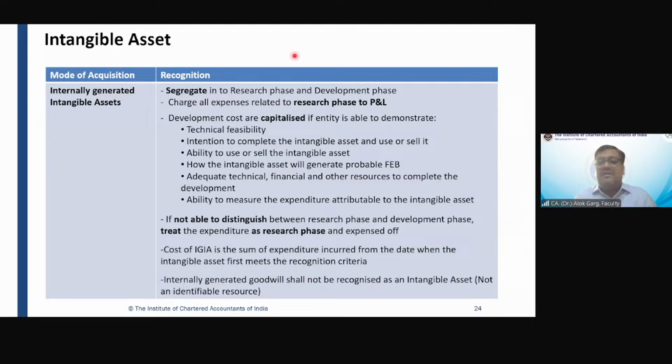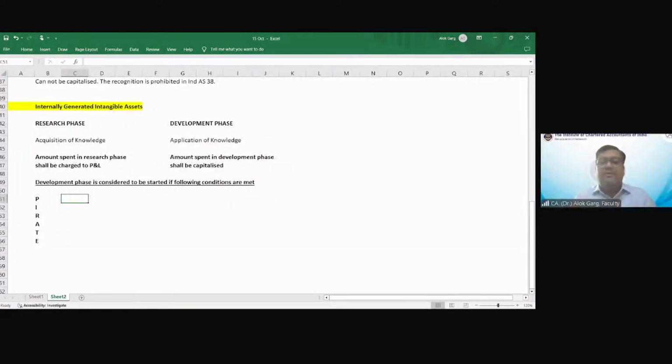I'll call this term PIRATE. Now, what is the full form of PIRATE? P stands for probable. Probable future economic benefit. Economic benefit must be there. So future economic benefit is probable.